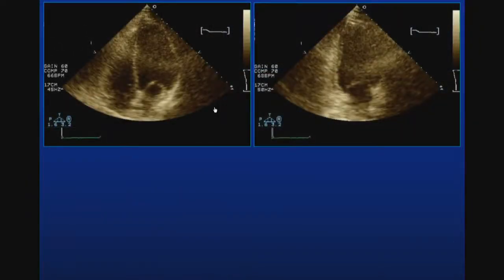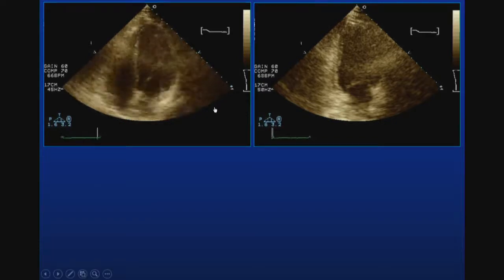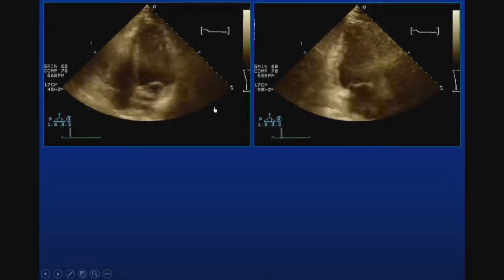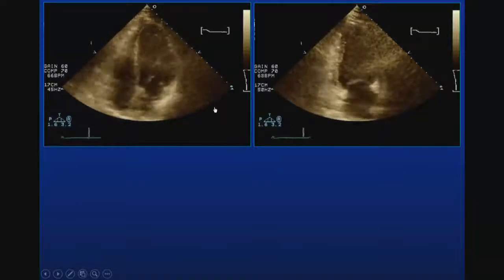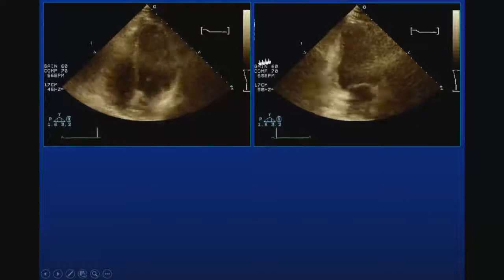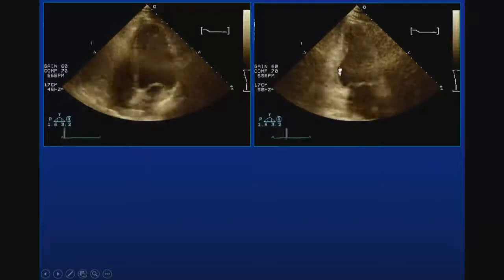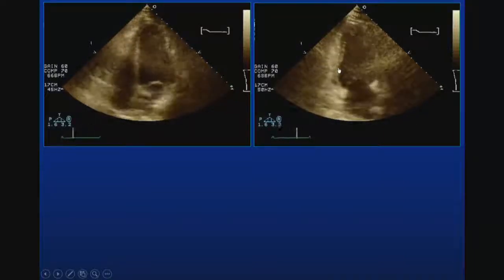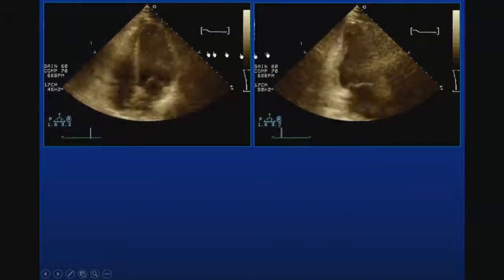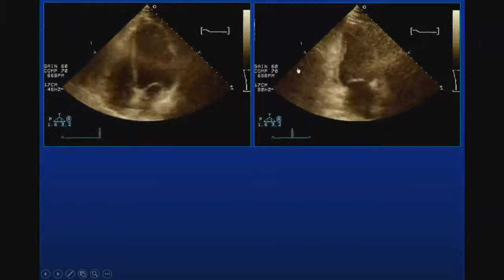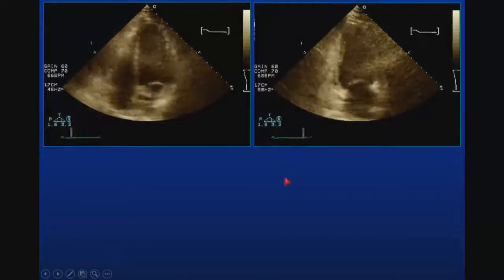All right, another case. It's important to go through some cases also to show you the impact of contrast. Four-chamber and two-chamber on this individual, and I can tell a few things. One, that there is an inferior basal akinesis, completely akinetic. So there are regional abnormalities in this heart. The other areas are not too impressive to me. I cannot say more really about it.